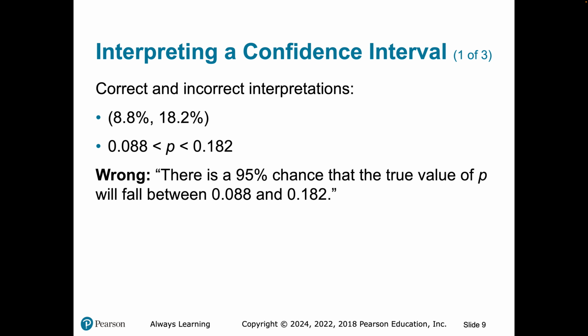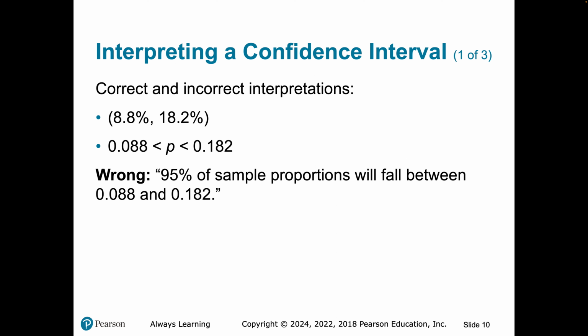It's incorrect to say that there's a 95% chance that the true value of P falls between the two values. Some students have a hard time wrapping their mind around this, but remember, P is unknown. We don't know where P is. We're trying to estimate it. So we can't say there's a 95% chance of P being somewhere when we don't know what P is. So a little caveat to interpreting a confidence interval.